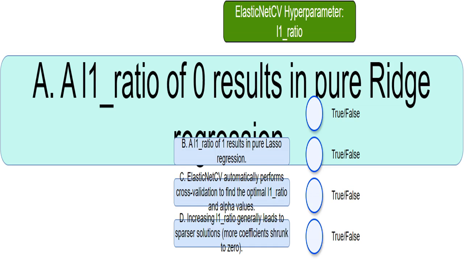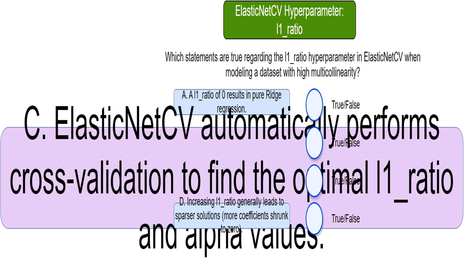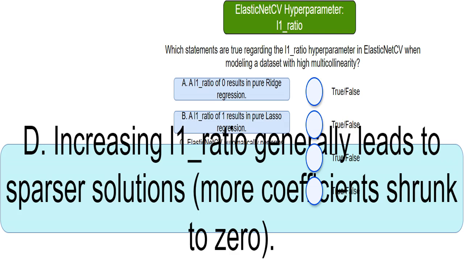When I set it to 0, I'm telling the ElasticNet to only use the L2 penalty, ridge regression. This is true. If I set it to 1, the ElasticNet uses only the L1 penalty, lasso regression. This is also true. The ElasticNetCV model does cross-validation for you automatically. It finds the best combination of the ratio and alpha, regularization strength. That's correct. Increasing it increases the impact of lasso regularization. Lasso is known for making some model coefficients 0. Sparse solutions. So this is true.